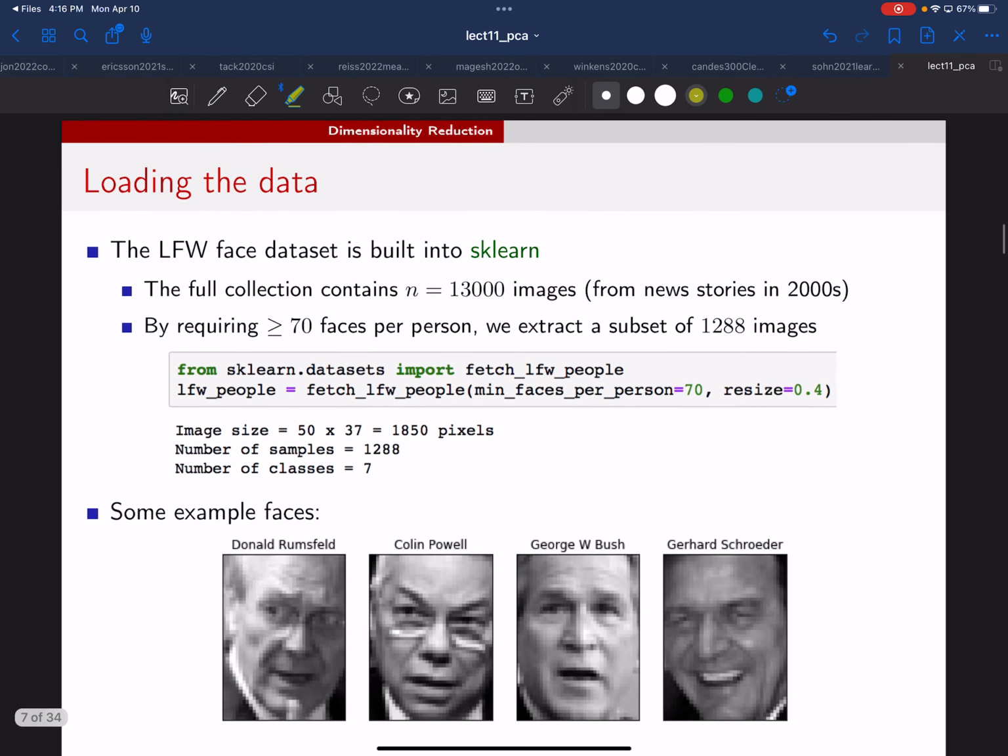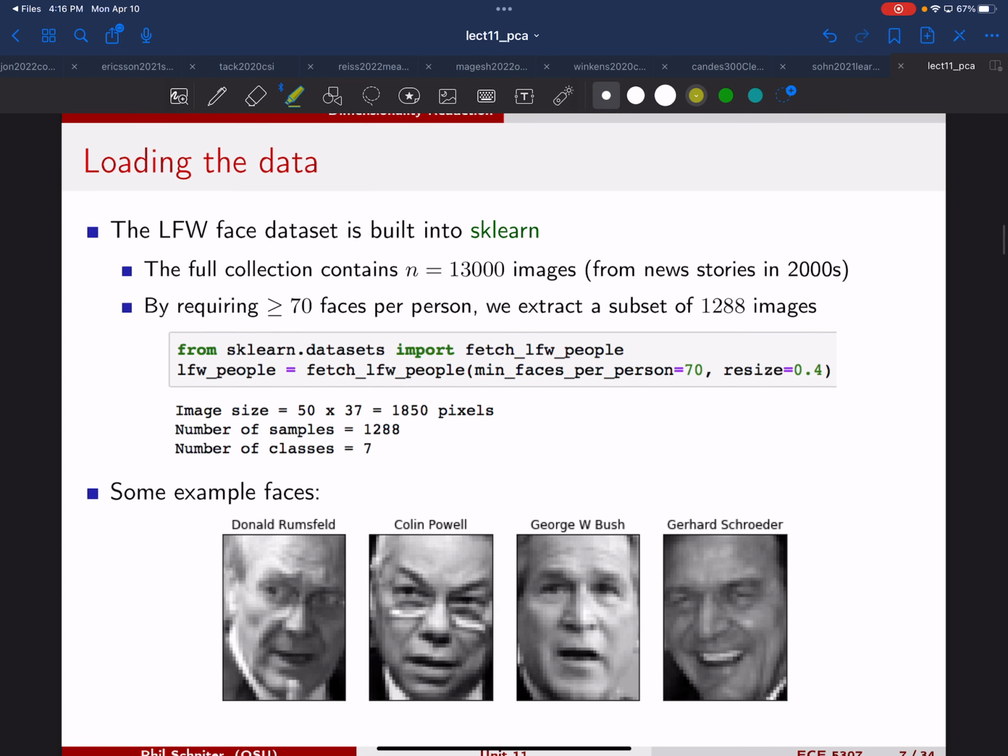So this is a pretty well-known data set. It's built into sklearn. There's a total of 13,000 images. These are from news stories in the 2000s, so you have people like Donald Rumsfeld, Colin Powell, George Bush, Gerhard Schroeder, and here you can see examples of these images, 50 by 37. They're just high enough resolution that you can see who these people are, but certainly not super high quality.